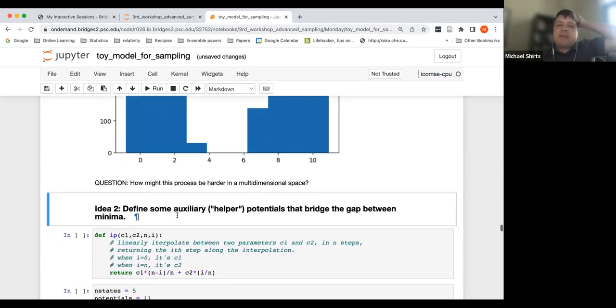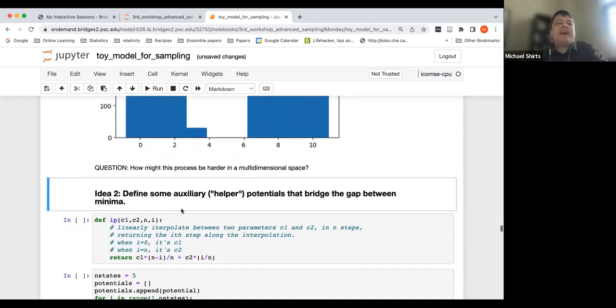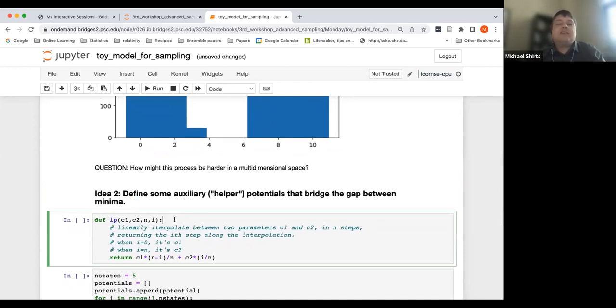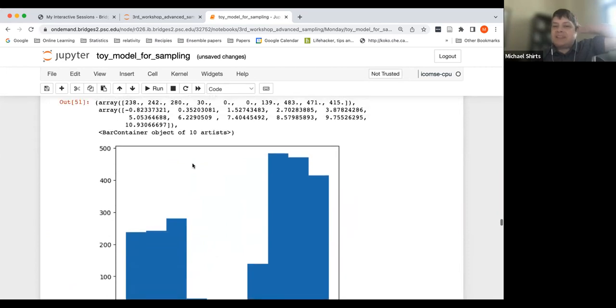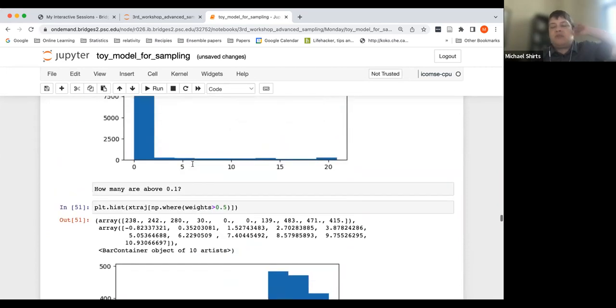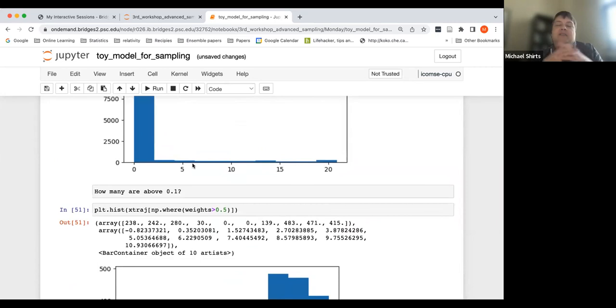So let's come up with another idea. What if we define some helper potentials that bridge the gap? So this is another method that's frequently used in experimental. So the whole concept of adding a bias to flatten a potential energy surface out is something we're going to talk about in metadynamics as well.